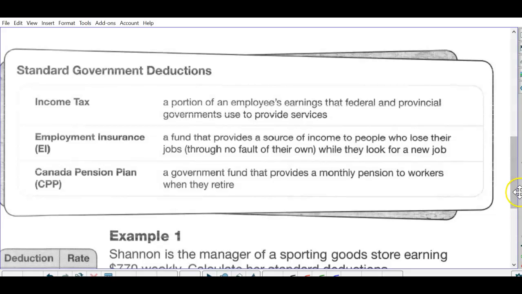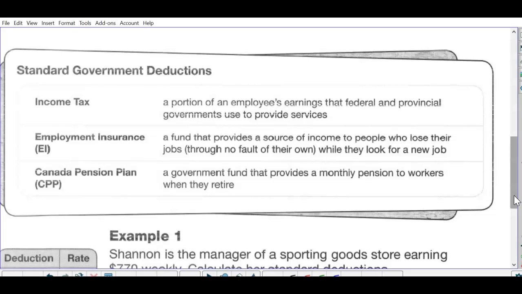Okay. Employment insurance, a fund that provides a source of income to people who lose their jobs through no fault of their own while they look for a new job. So it used to be called unemployment insurance, and now it's employment insurance because you're really insuring your employment. So EI, and then that I think you have to work. It may not be taken off for part-time employees because you may not get EI if you work maybe under 20 hours a week. So that may or may not be taken off.